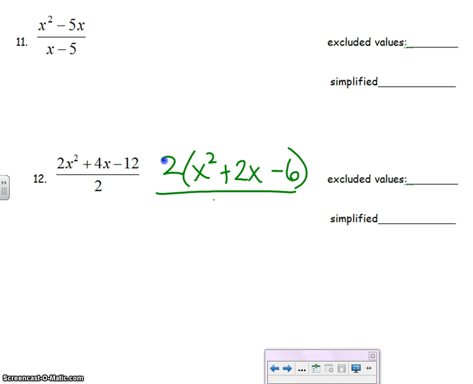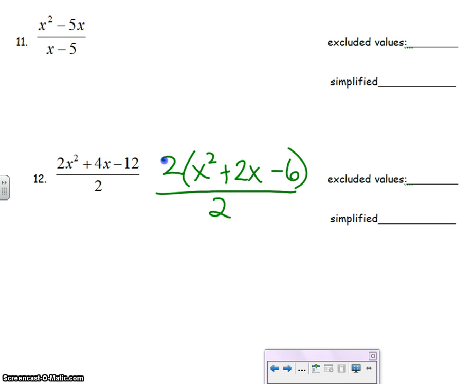And in the denominator, I'm just left with the 2. Now let's try and think what factors of negative 6 are going to add up to be 2. So we have 1 and 6 to work with and 2 and 3 to work with. This actually, what's remaining, that trinomial is not factorable. So we're going to stop on the factoring, and now we're going to look at the excluded values.